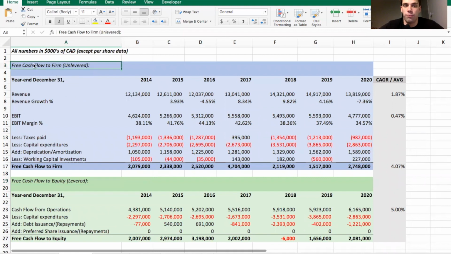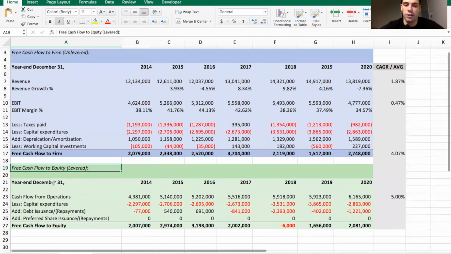Free cash flow to firm refers to the free cash flow that's available to distribute to all pieces of the pie: all the debt holders, the preferred shareholders, if there are any, and the common stockholders. Whereas free cash flow to equity is just the cash flow that's available to be distributed to the equity holders.